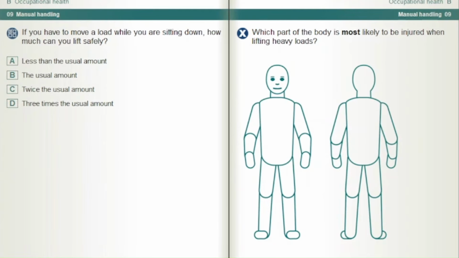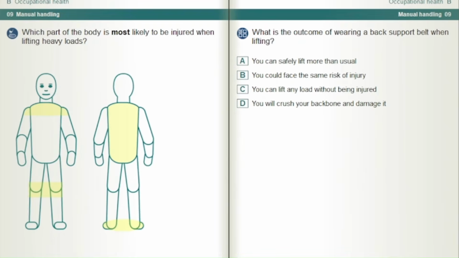Which part of the body is most likely to be injured when lifting heavy loads? Knees, back, shoulders, feet.